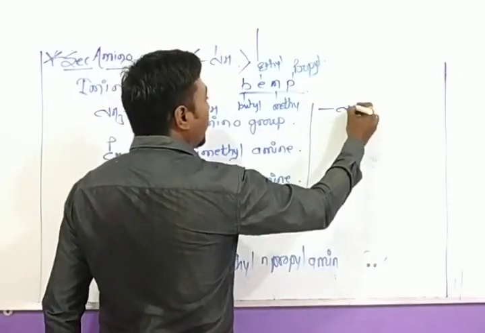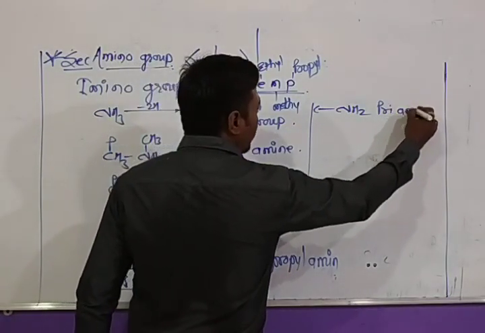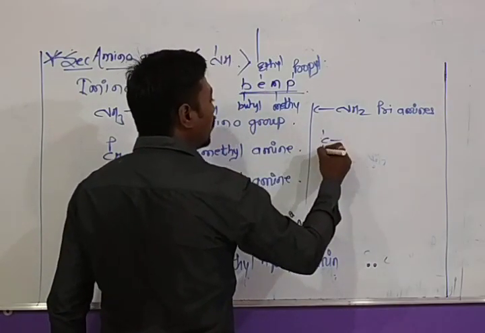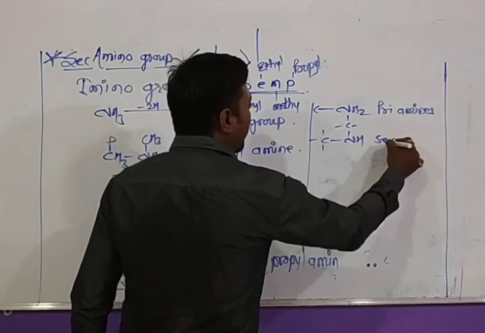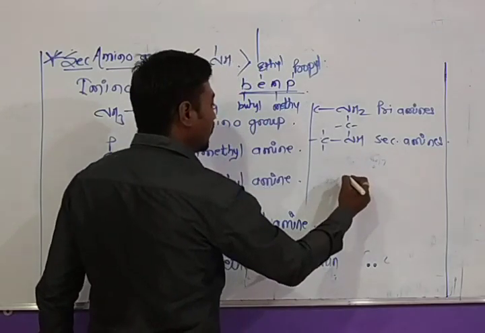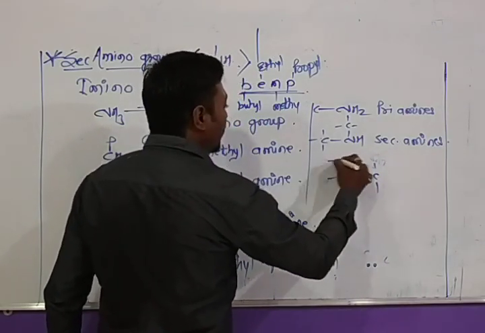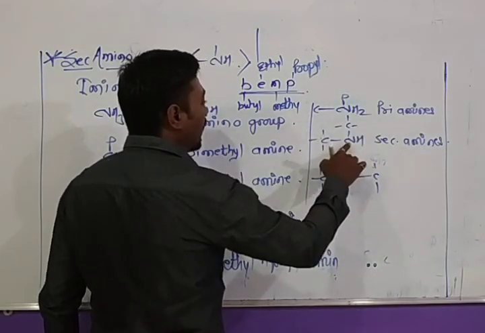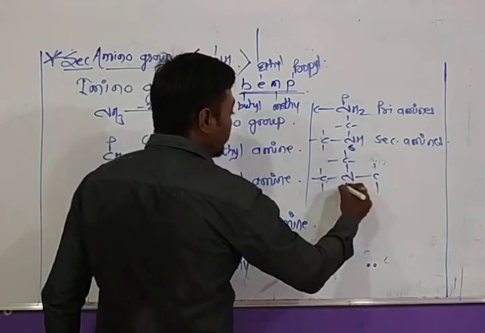If nitrogen is attached to only one other carbon atom, the amines are primary amines. If nitrogen is attached to two other carbon atoms, then the amines are secondary amines. And in a similar fashion, how does the tertiary amine look? Yes. The nitrogen atom is attached to three other carbon atoms. Nitrogen attached to one carbon is primary. Nitrogen attached to two carbons is secondary. Nitrogen attached to three carbons is tertiary.